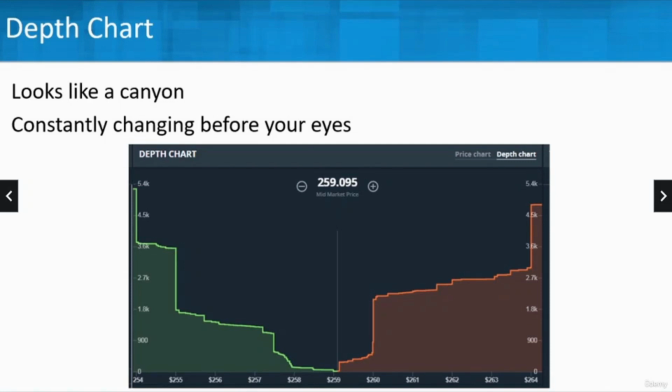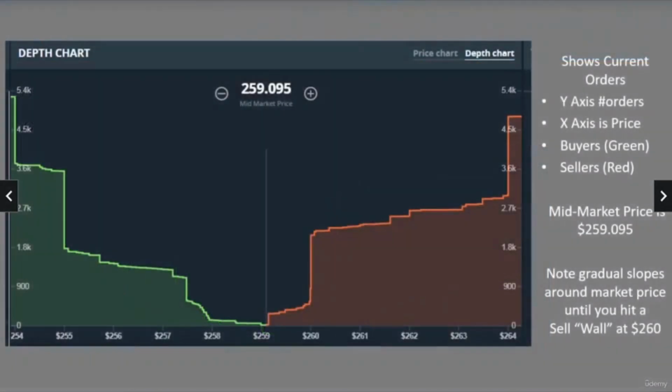The red and green colors constantly change. It can actually be a little mesmerizing if you're watching it, but that's what it looks like. So let's take a look at what this means and how we can use it. What the depth chart shows is current orders that are out there, people who are buying and selling. And the y-axis, the vertical axis, is the number of orders that are out there.